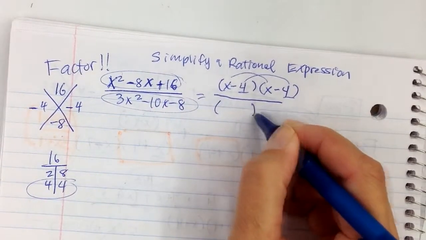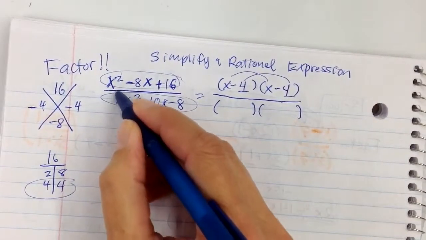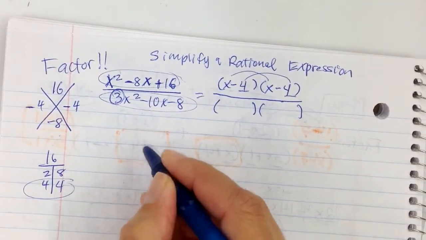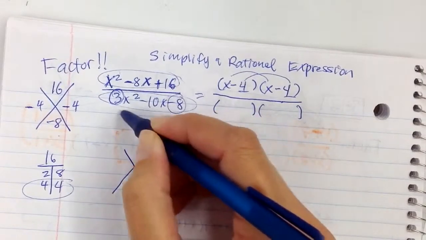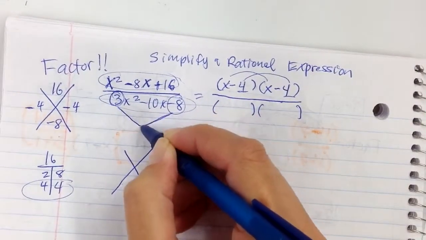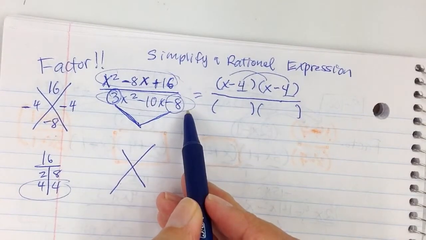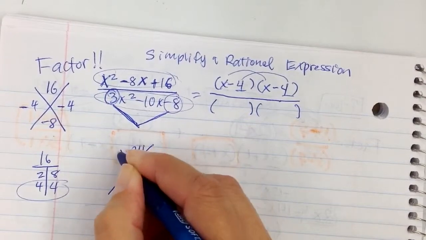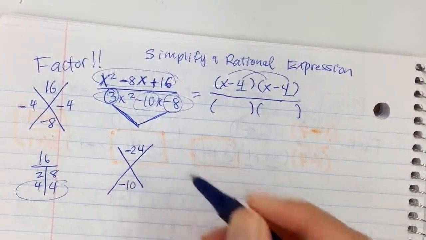We're also going to factor the denominator. Okay, and this one is a little different because it has a leading coefficient. So you can't just do the diamonds. We are going to use diamonds, but before you use the diamonds, you have to multiply the a value and the c value. So the number in front times the number at the end. 3 times negative 8 is negative 24. Okay, and that middle number still goes in the bottom, negative 10.